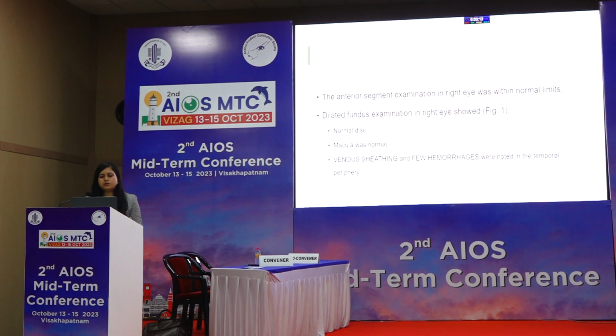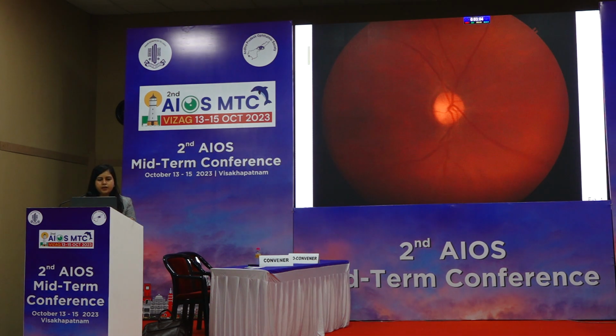The anterior segment examination of the right eye was within normal limits, while the fundus examination showed venous sheathing and a few hemorrhages in the temporal periphery. The disc and macula were normal in the right eye. So here is the fundus photo. I apologize for the bad quality of the fundus photo.